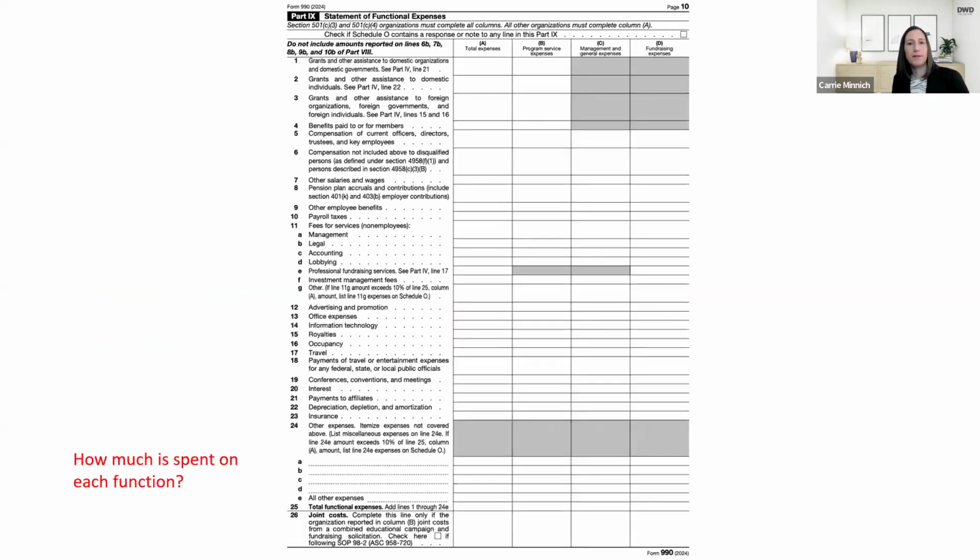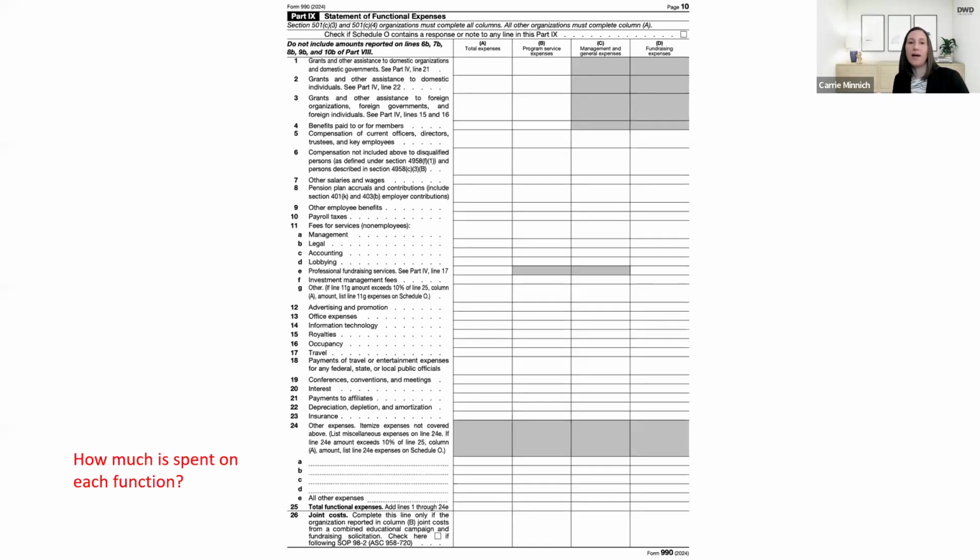Then we go on to our statement of functional expenses. So again, just like on your audited statements or your internal statements that list all of your different types of expenses, we have to report that to the IRS as well. On the left side here, we have the different types of expenses. So we show the natural classification. And then on the right across the top, we have the total expenses and then by function: program, management and general, and fundraising. As you're, I'm sure, aware, all nonprofit organizations are required to allocate expenses by these three programs.